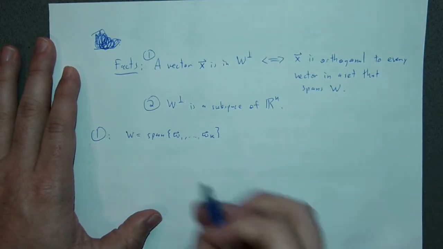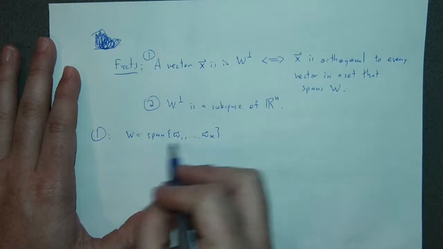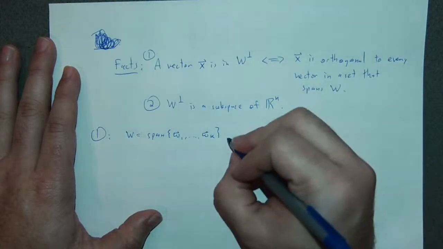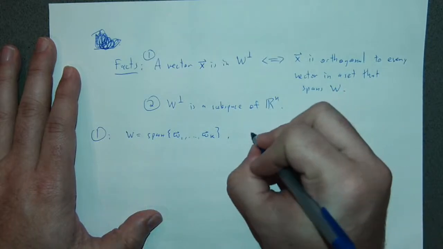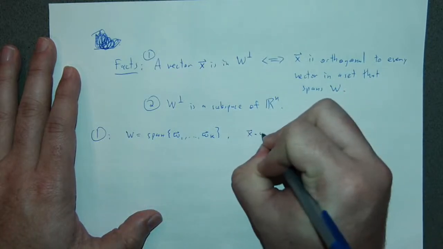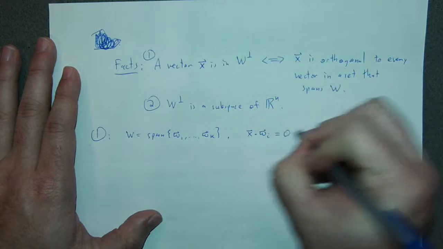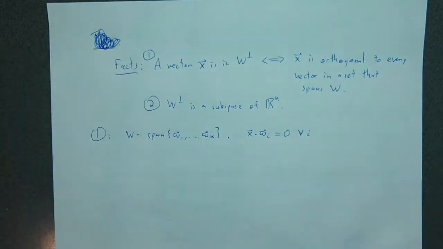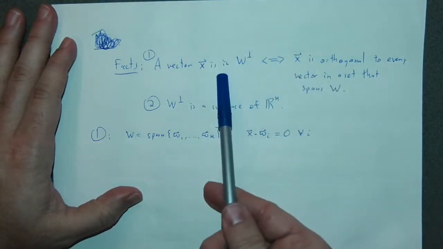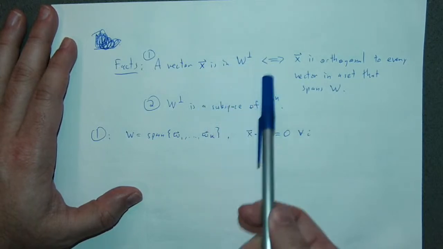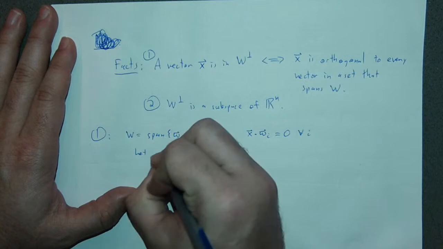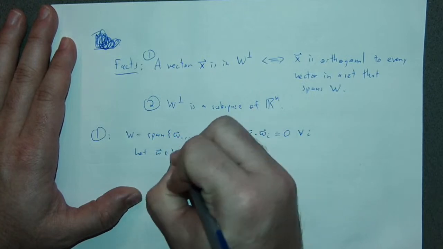So anyway, the span of these vectors is W, and we'll assume that X is orthogonal to every vector in this set. So X dot Wi is 0 for all i. This is what we're assuming, and I want to show that then X is in W perp. To show that a vector is in W perp means that it is perpendicular to any generic vector in W. So let w be in big W.